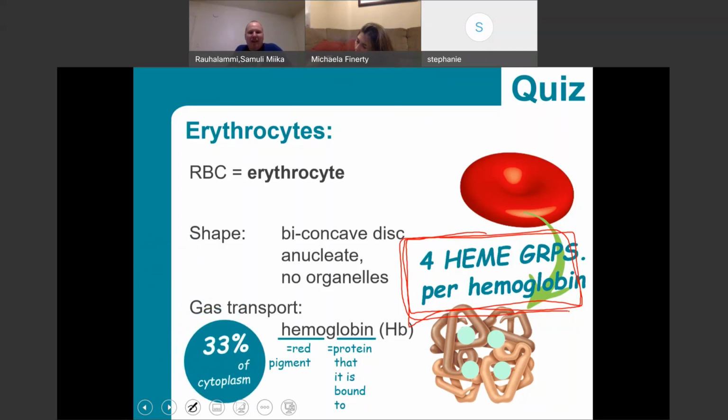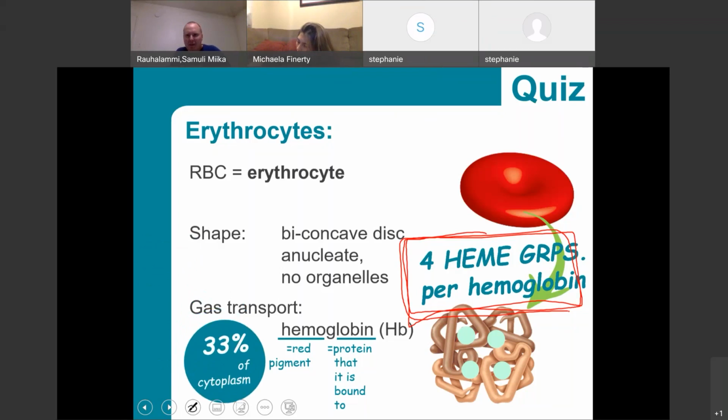The one point that it does say, and I just thought it might help you when you're tackling the quiz, is that 33% of the cytoplasm of a red blood cell is made of hemoglobin. So that might be a note as well. It might help you to pick the answer hemoglobin when you remember that 33% of the cytoplasm is made of hemoglobin.